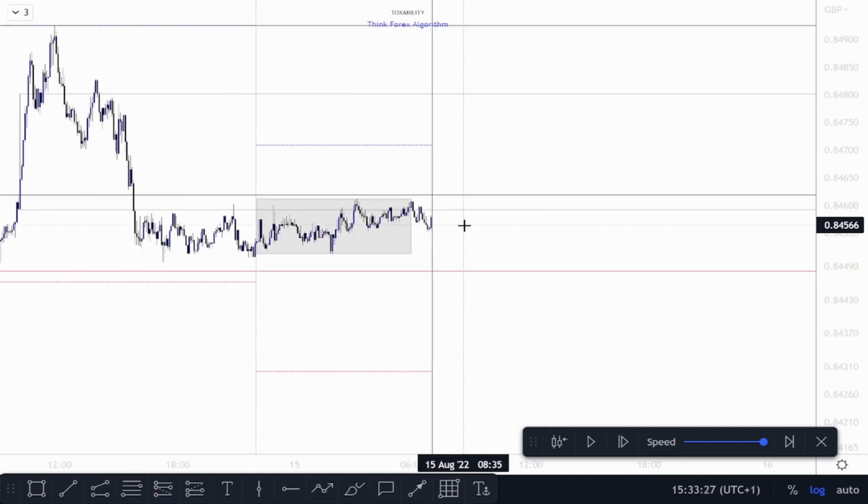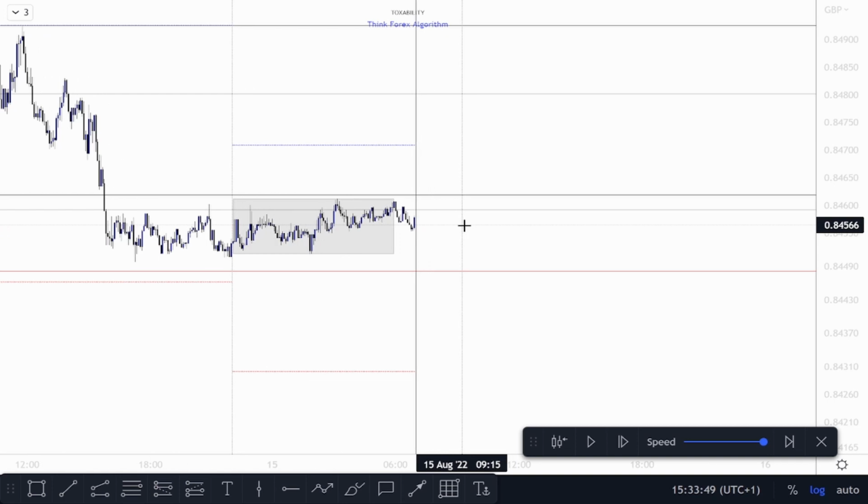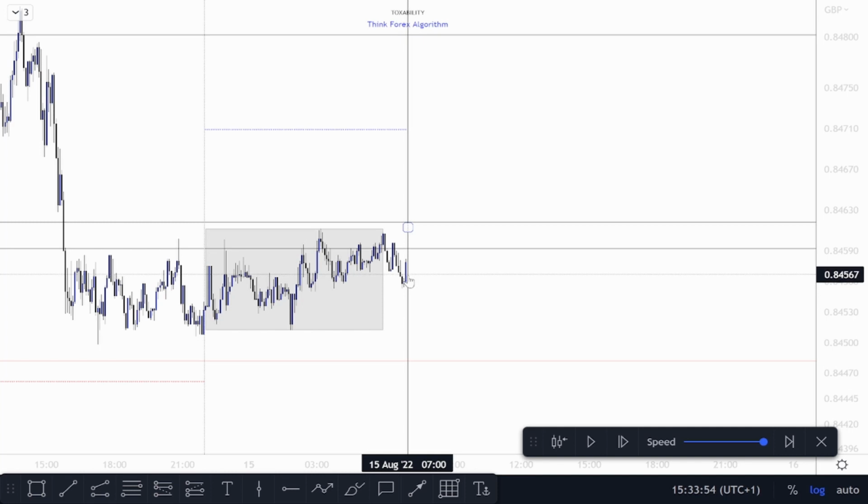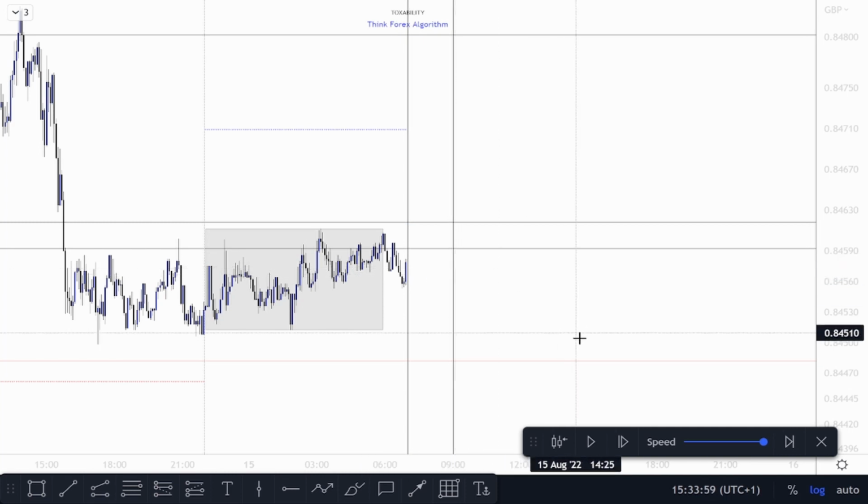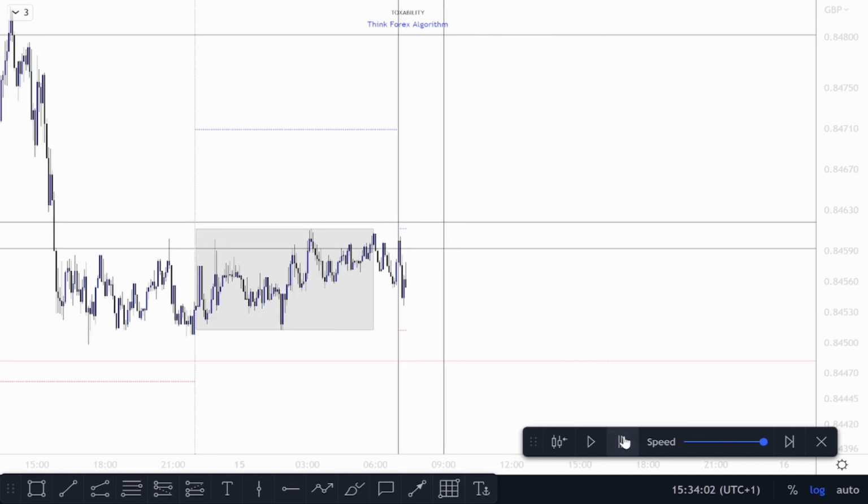Between the hours of about 7 a.m. till about 9 a.m., we usually get strong moves in the market. Those strong moves indicate when big money enters the market. Market makers are pushing the price in a specific direction in order to take liquidity, and then they will take it to the other direction. So here is 7 a.m. and here is 9 a.m. We expect a strong move.